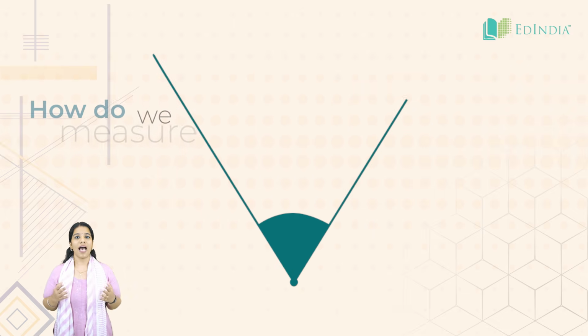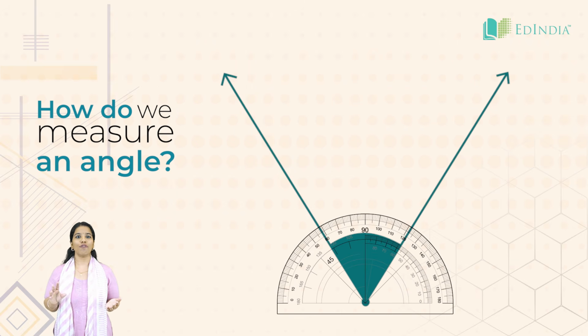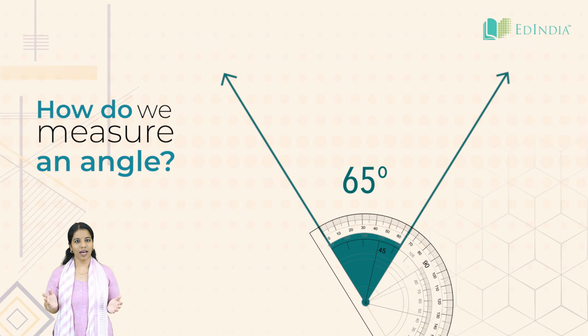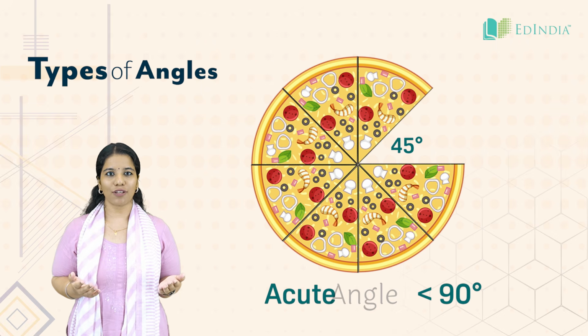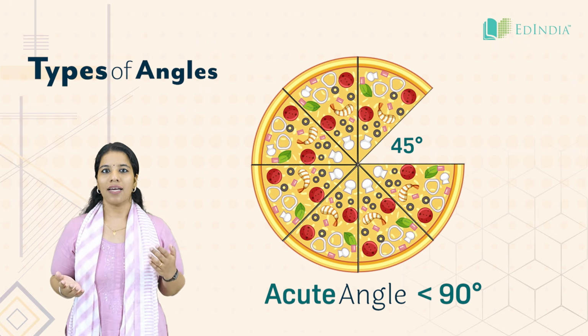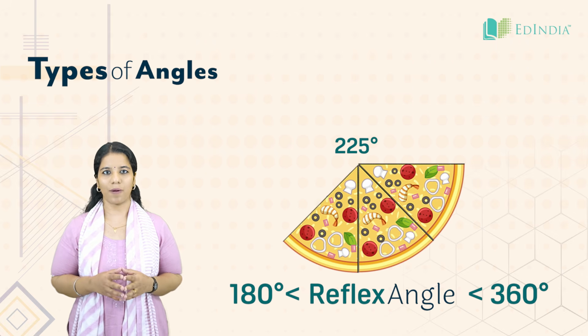Now, introduce students to the term degree. An angle is measured in degrees using a protractor, by the amount of rotation from one ray to the other. Further, other types of angles could be introduced to students using pizza in a playway story, by taking each slice of a pizza for acute angle, right angle, obtuse angle, reflex angle, etc.